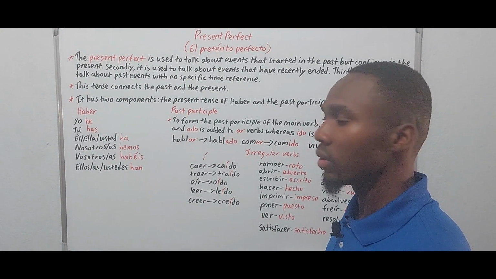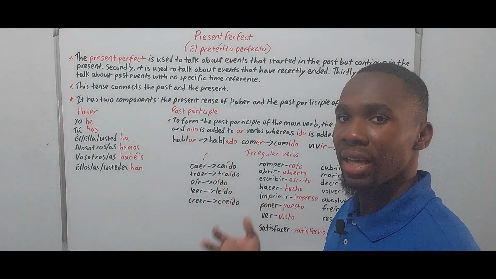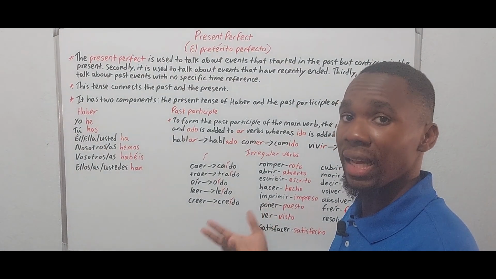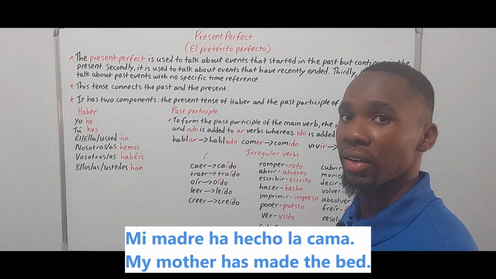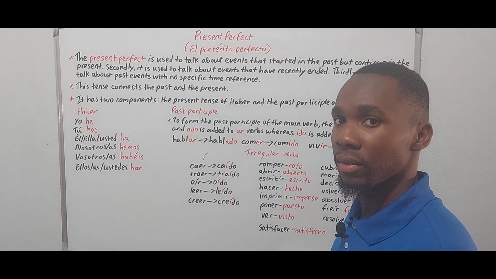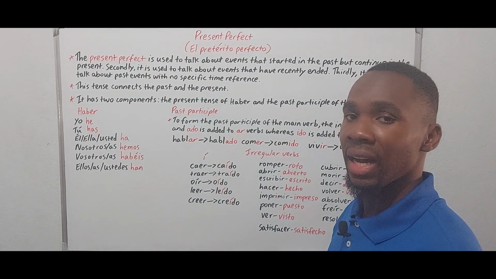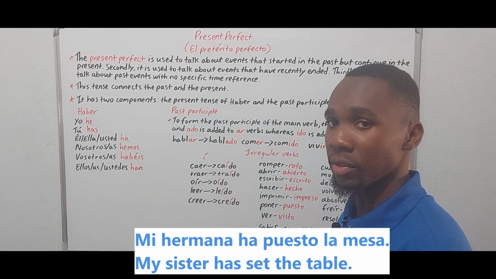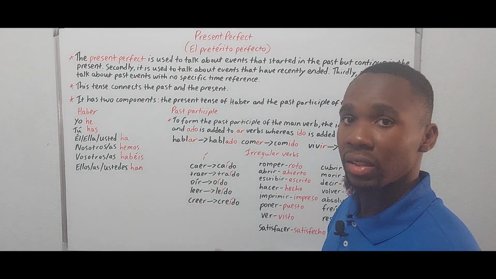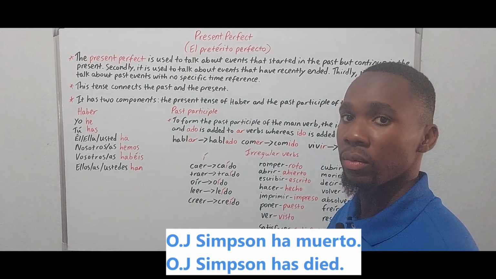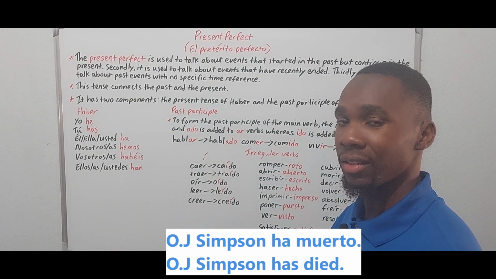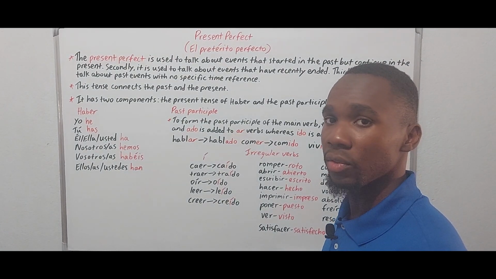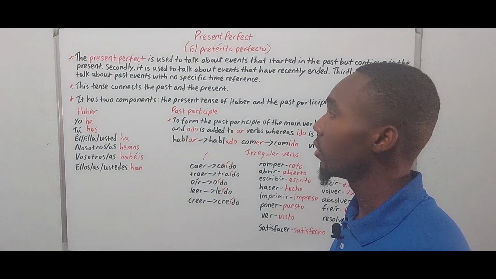So let us practice some more. Mi madre ha hecho la cama. My mother has made the bed. Okay? Mi hermana ha puesto la mesa. My sister has set the table. Okay? O.J. Simpson ha muerto. O.J. Simpson has died. Okay? So those are just some examples using irregular verbs.